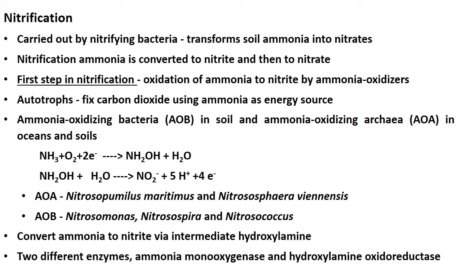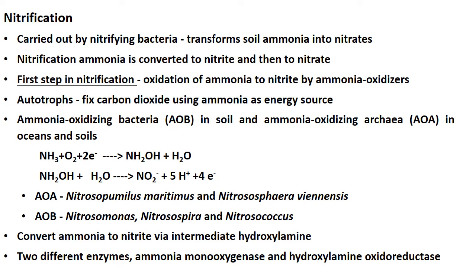Examples for ammonia oxidizing archaea are Nitrosopumilus maritimus and Nitrososphaera viennensis. And examples for ammonia oxidizing bacteria are Nitrosomonas, Nitrosospira and Nitrosococcus. These aerobic ammonia oxidizers, either archaea or bacteria, are capable of converting ammonia to nitrite. There will be an intermediate formation, the formation of hydroxylamine. Two enzymes are required for this process, ammonia monooxygenase and hydroxylamine oxidoreductase.